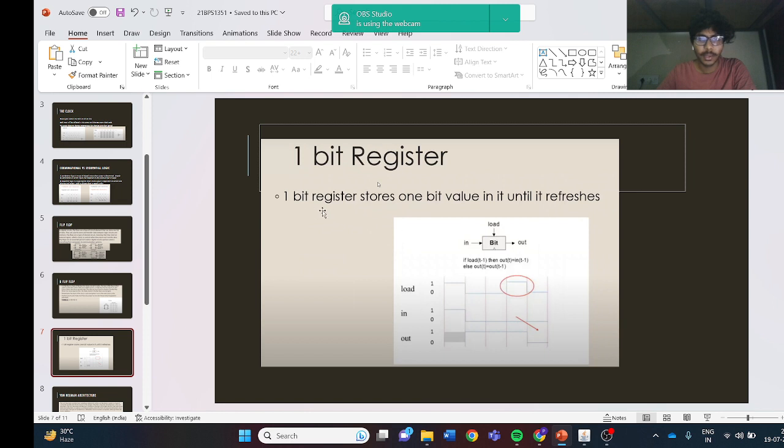1-bit register. A 1-bit register stores a 1-bit value in its unit. It refreshes. This is basically the 1-bit register and the load, input, and output.